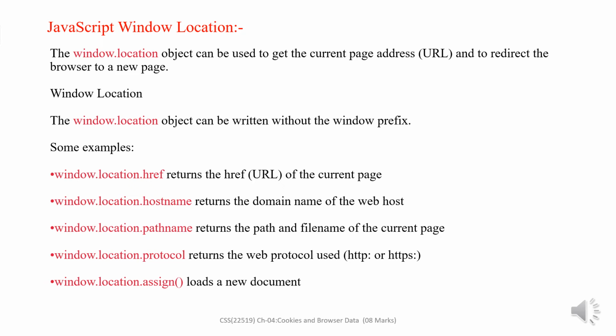window.location.href returns the href of the current page. window.location.hostname returns the domain name of the web host. window.location.pathname returns the path and filename of the current page. window.location.protocol returns the web protocol used, HTTP or HTTPS. window.location.assign loads a new document.